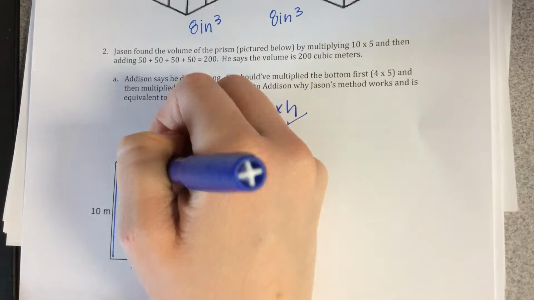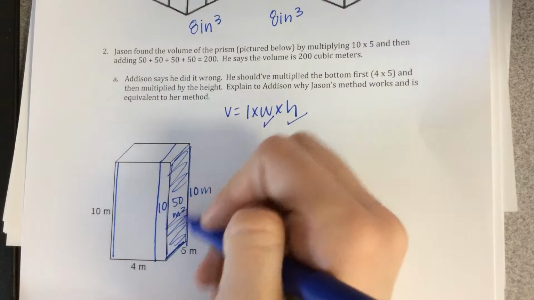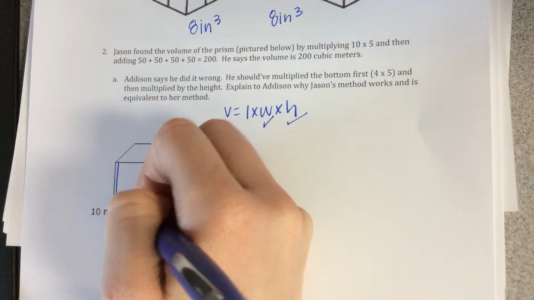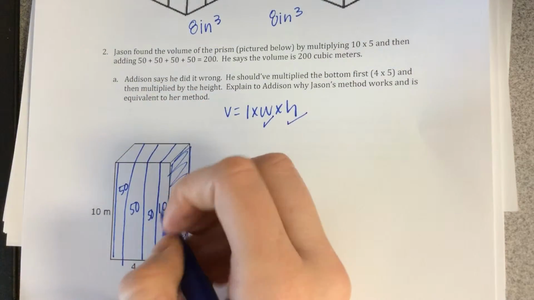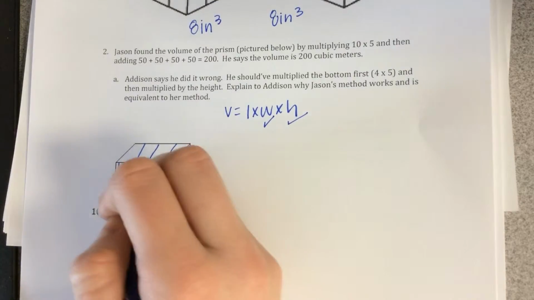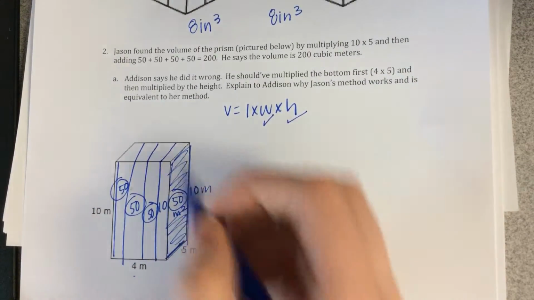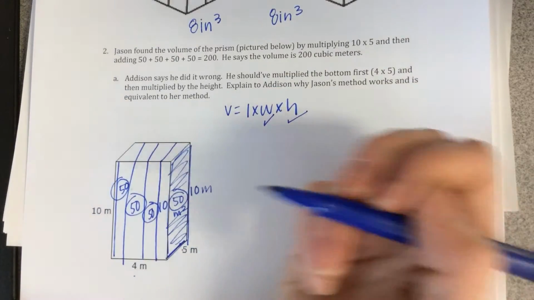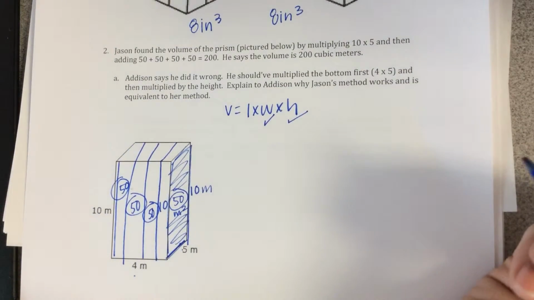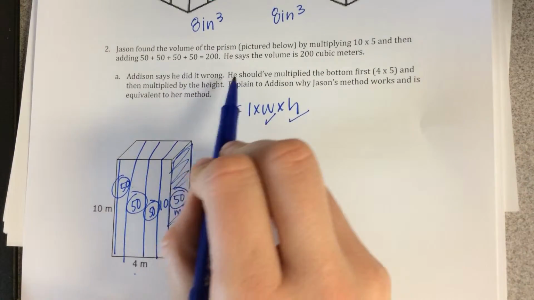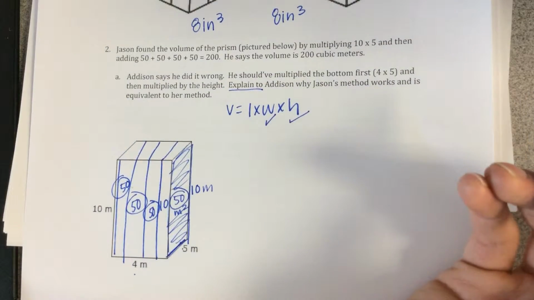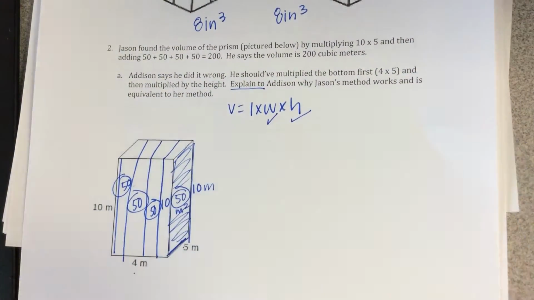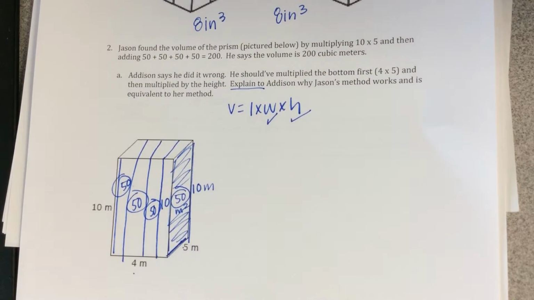So it's like he saw it sliced like bread instead of horizontally like we usually do. So there's this one layer 50, there's another layer 50, another layer 50, and another layer 50. Each one, so there's 1, 2, 3, 4 layers of 50. So the area of one face, instead of multiplying it by 4, he just added it, repeated addition 4 times. So let's see what it wants us to know. It wants us to explain to Addison why Jason's method works and is equivalent to her method or equal to her method.